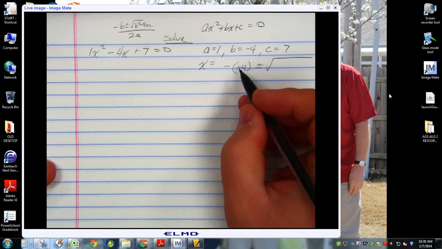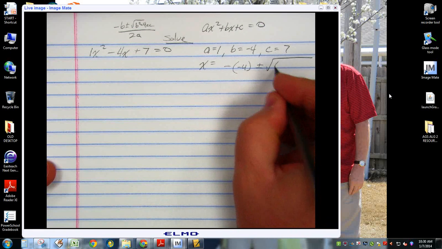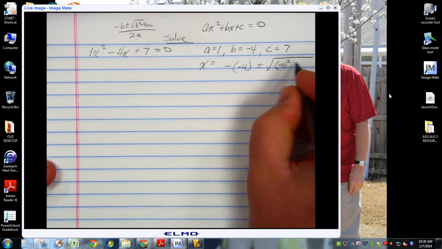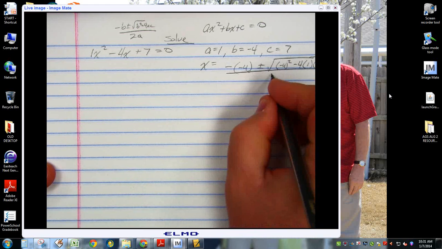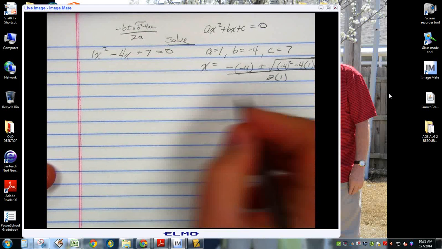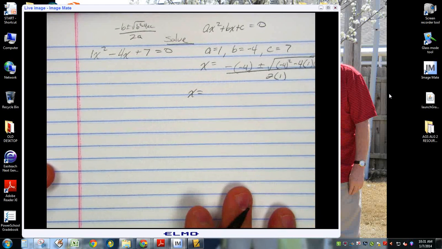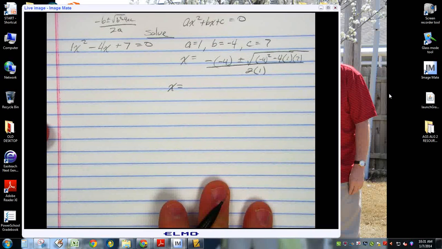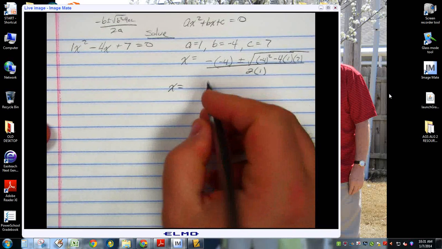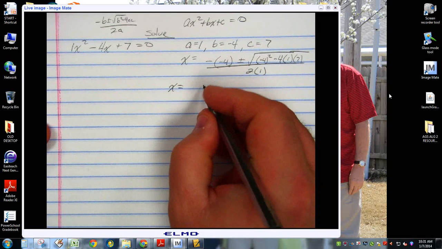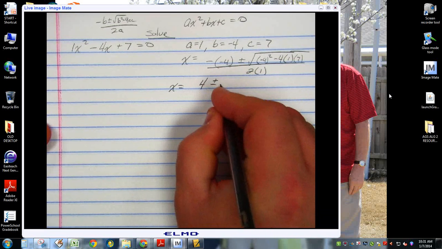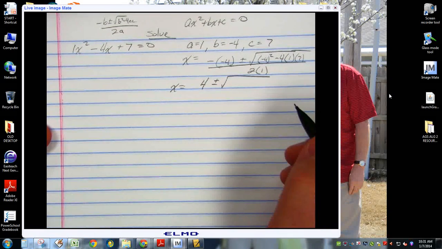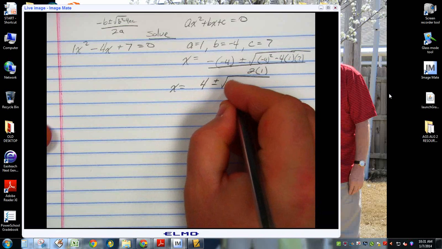Okay. And then b squared, which would be negative 4 squared, minus 4 times what's a? 1. What's c? 7. All of that over 2 times what's a? 1. So x is equal to, what happens here? Everybody stop writing and just watch. Tell me what I get. I'll let you write it down after I'm done. I get a positive 4 here, plus or minus the square root of. What's negative 4 squared? Positive what?